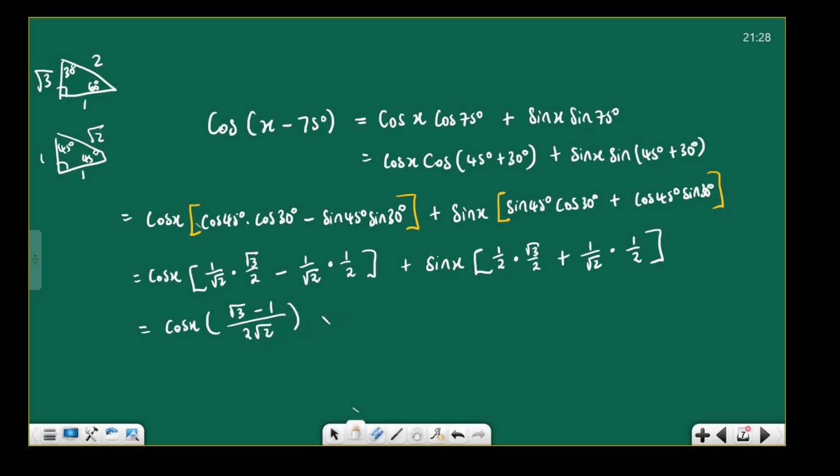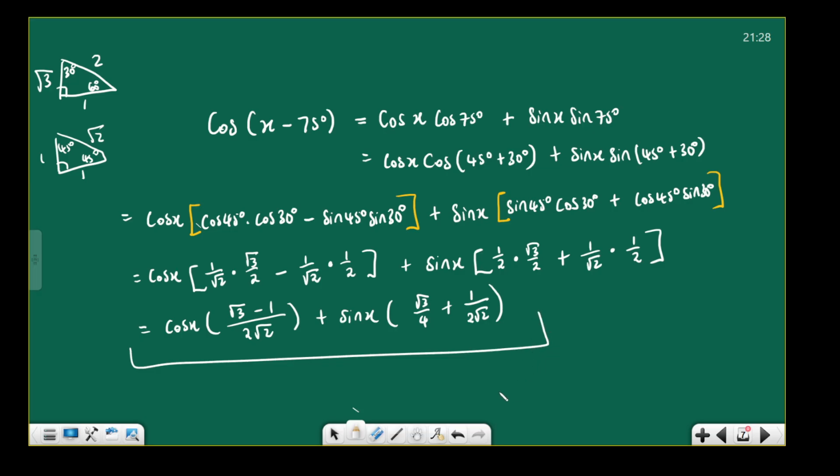Okay, then here you're gonna have, what are we gonna have there? Yeah, there is root 3 over 4 plus a 1, right? A 1 over 2 root 2. Then yeah, I can put that in a calculator, but basically once you've reached this far, you have actually done your part. Okay, so that is how we do that, good people.